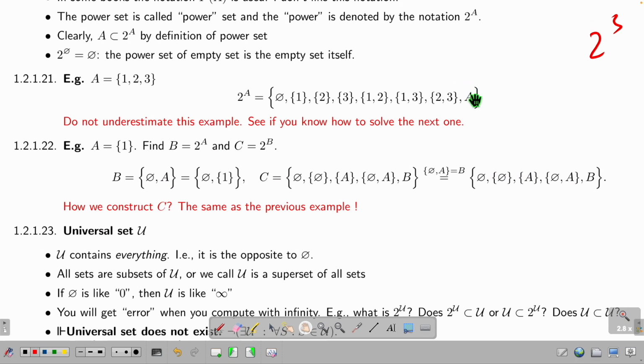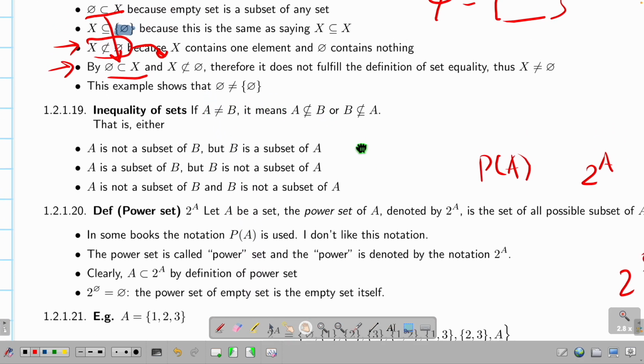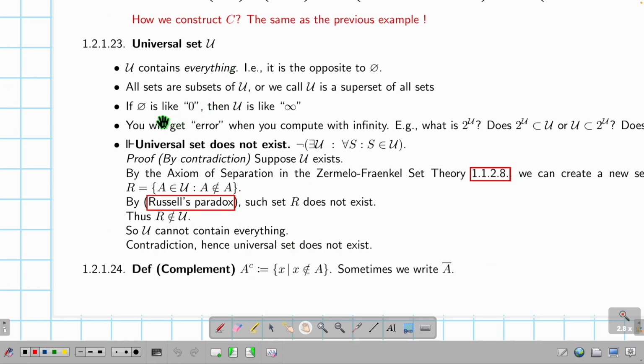And now, as I showed you previously, nothing and the set of nothing are not the same thing. Therefore, these two things are different things. When you write C, it says one of them is a set of nothing and A, and another one is B. Are they not the same thing? Yes, so this is duplicated. And so you can think of nothing as 0 and the universal set as infinity.